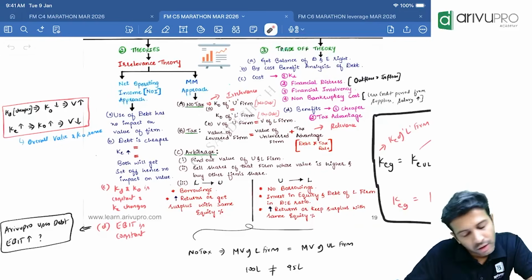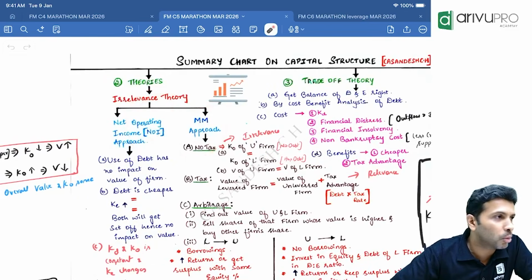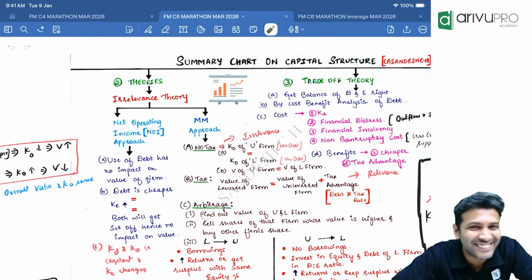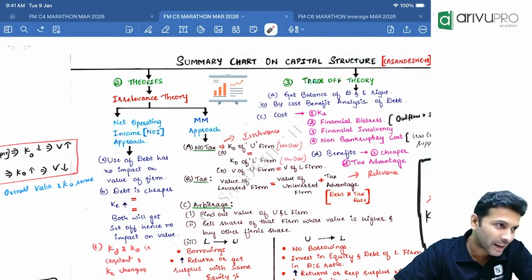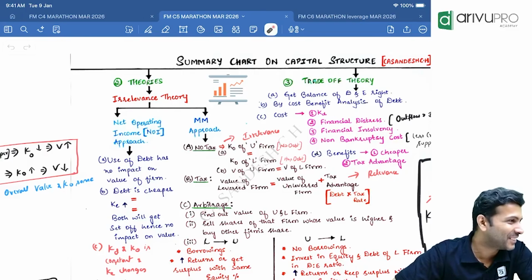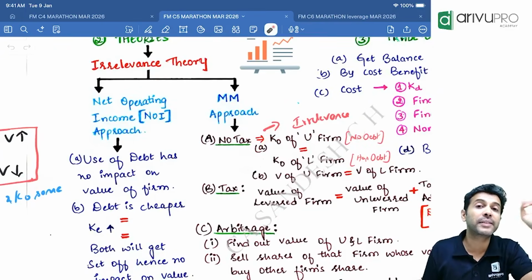Okay? Now, under irrelevance theory, there is one more, the Modigliani-Miller approach. Anybody remembers the formula? Sir is batting both for relevance and irrelevance theory. He's on both the sides, like a political party, one left, one right. He'll keep jumping.